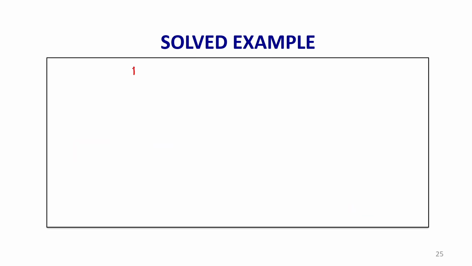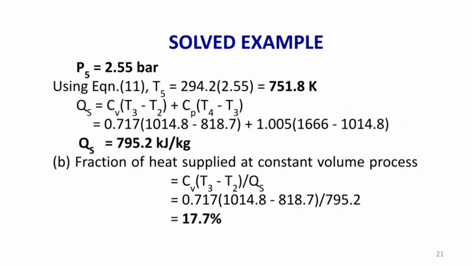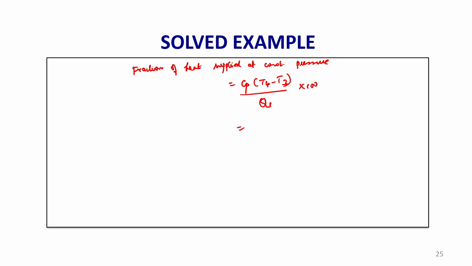Next one, fraction of heat supplied at constant pressure, that is during the process 3 to 4: Cp into T4 minus T3 divided by the total heat supplied, multiplied by 100. This should be the remaining 83% or so, because around 18% of heat is supplied at constant volume for the given conditions. When we calculate, we are getting 82.3, so that the total heat supplied is 100 percent.